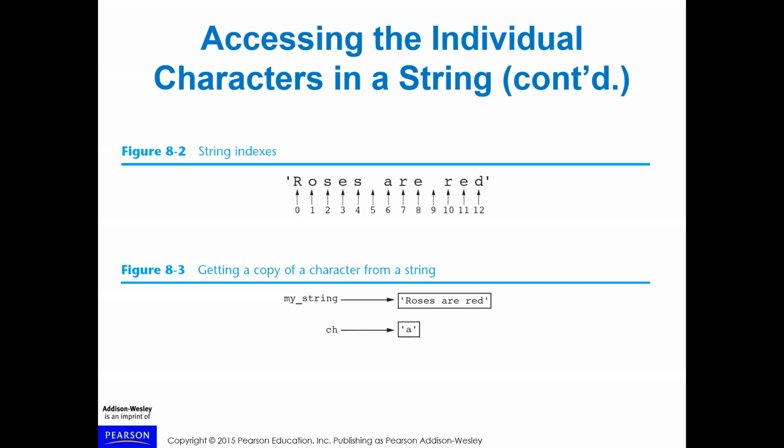So here we have an example, roses are red. We want to get a copy of a character from a string. So we want to get character A, for instance, right? How do we do that? We can do it by index. So A is 6. So really, this is my string, index 6. Okay, and that would give us the A. There's only one A in there.